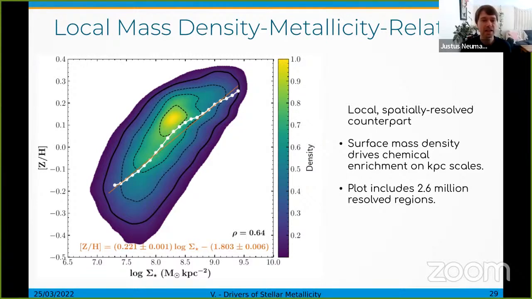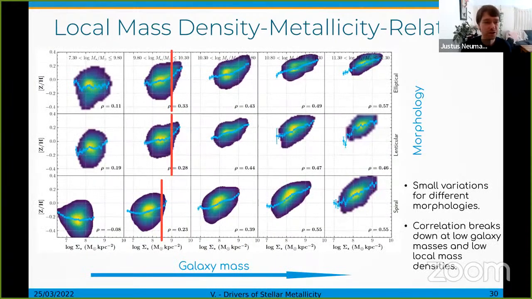Now we have the big sample size, so we can look at different galaxies as well, or different bins of the galaxies. That is shown here. So this is the same plot that we just saw, but now we separate the galaxies in different groups. From left to right, we have galaxies of increasing mass. So left the lowest mass bin, and right the highest mass bin. And then from bottom to top, we have different morphologies: spiral galaxies, lenticulars, and elliptical galaxies.